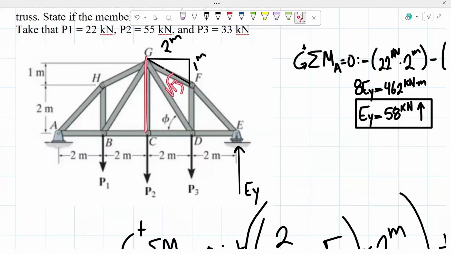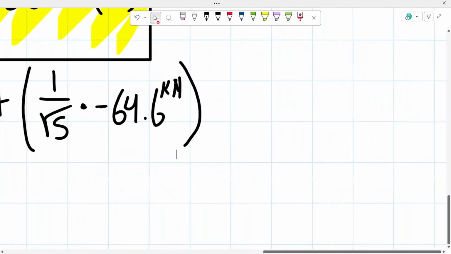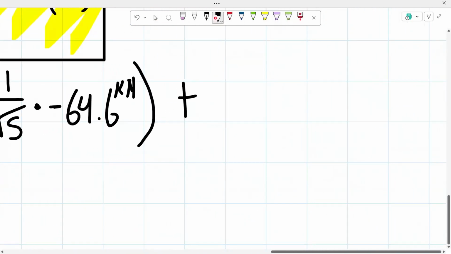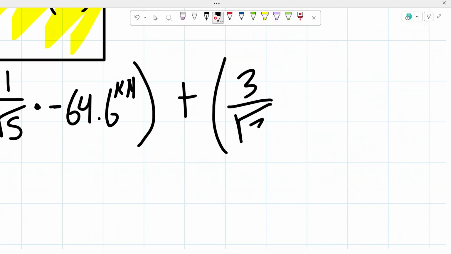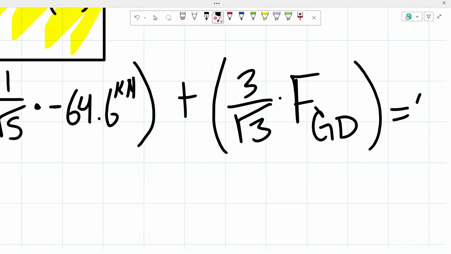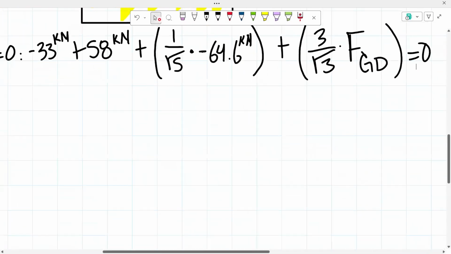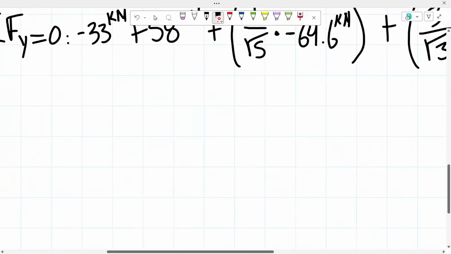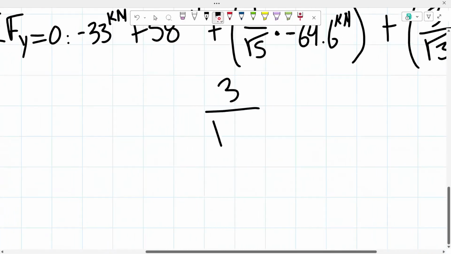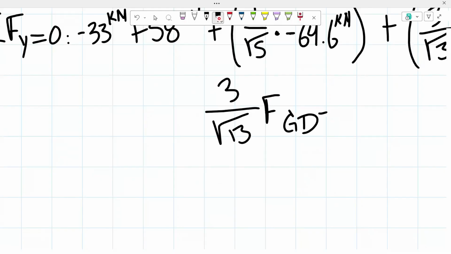And since I assume that it's going to be in tension, in this case, away from the joint is going upwards, so a positive force. So a positive force of 3 over the square root of 13 times the force of our member GD. And all of that has to equal 0. So from here, if we were to simplify it a bit, we would get 3 over the square root of 13 times the force of GD is equal to 4.14.